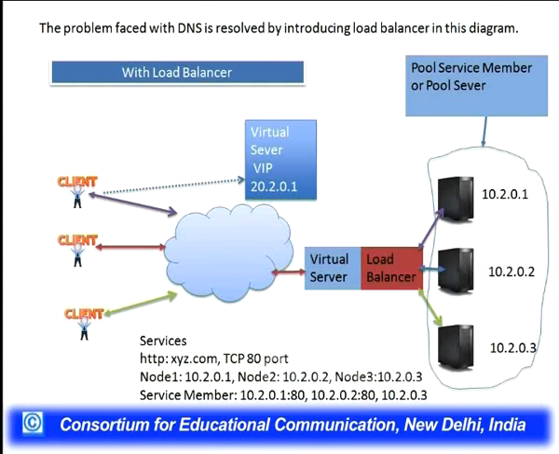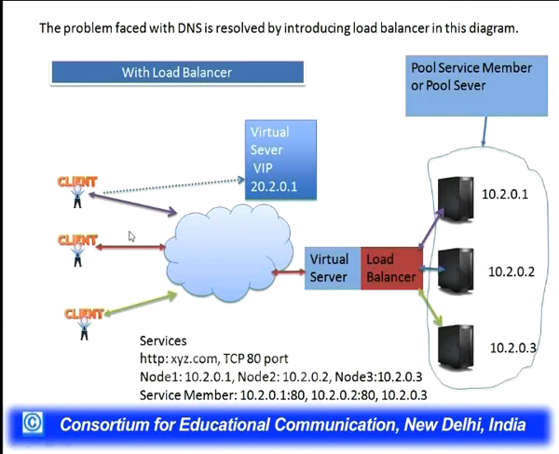So the problem faced with DNS is resolved by introducing a load balancer in this diagram. So this is the diagram with the load balancer. You can replace DNS with the virtual server with IP address 20.2.0.1, that is the virtual internet protocol, the VIP. And the cloud is connected with the virtual server along with the load balancer. In this diagram, this is the virtual server and this is the load balancer. This is your cloud and this is the client. So client 1, client 2, client 3.